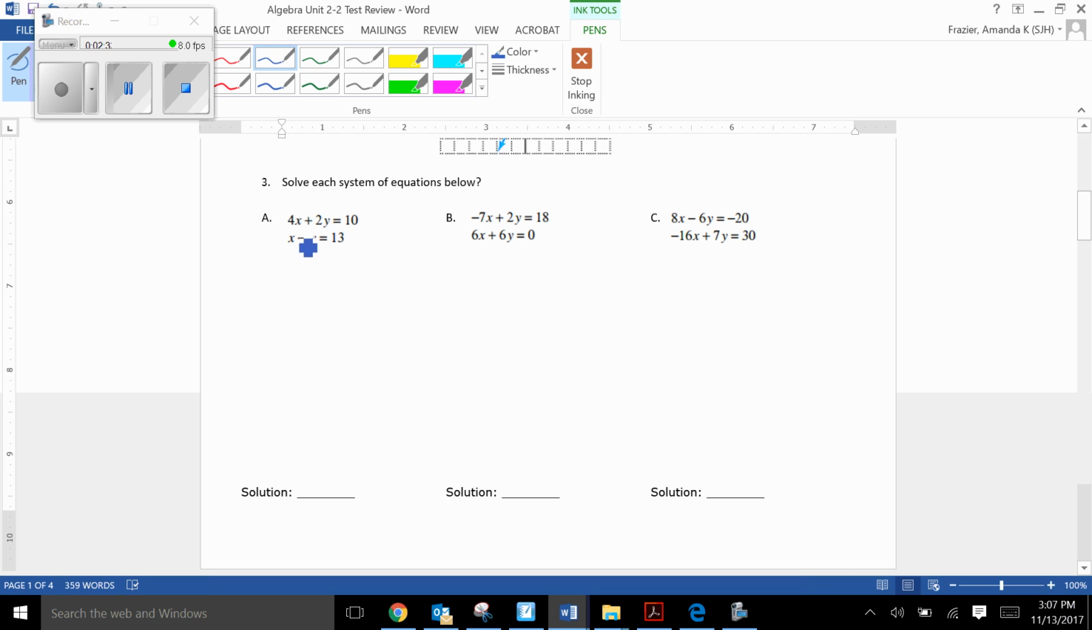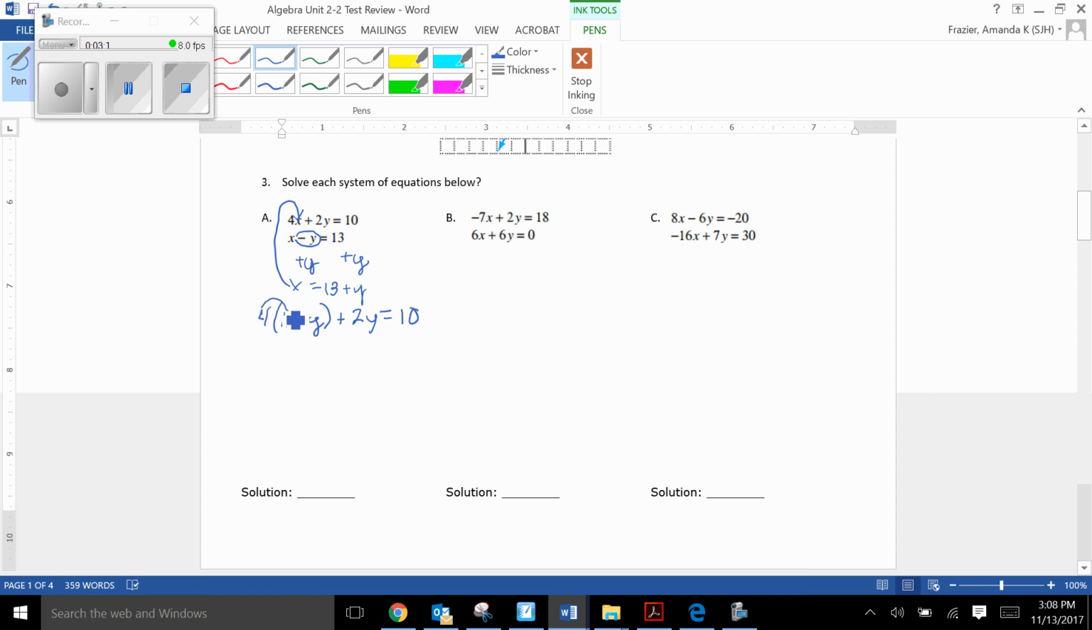I want to use substitution because I can easily add y on both sides. And then I can see that x equals 13 plus y, sorry. So if x equals 13 plus y, I'm going to plug this into my x. So I have 4 times 13 plus y plus 2y equals 10.